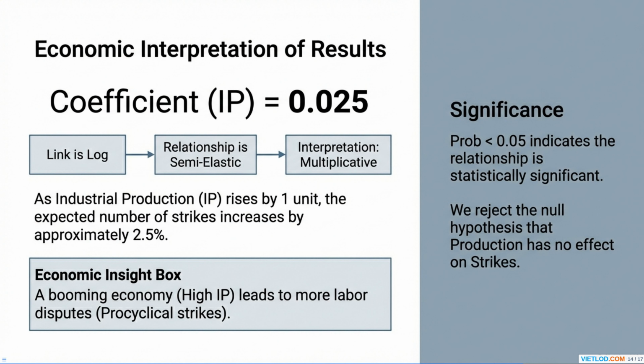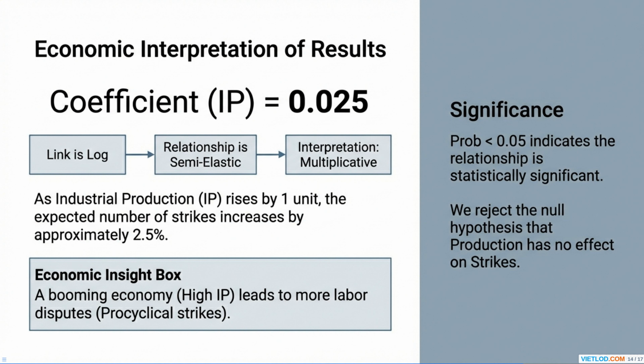Let's now delve into the economic interpretation of our results for the industrial production variable. We found that the coefficient for industrial production, or IP, is 0.025. Given that we used a log link function in our Poisson model, this relationship is interpreted as semi-elastic and has a multiplicative effect. This means that a 1-unit increase in industrial production is associated with an approximate 2.5% increase in the expected number of industrial strikes. This is an important economic insight. It suggests that strikes are pro-cyclical.